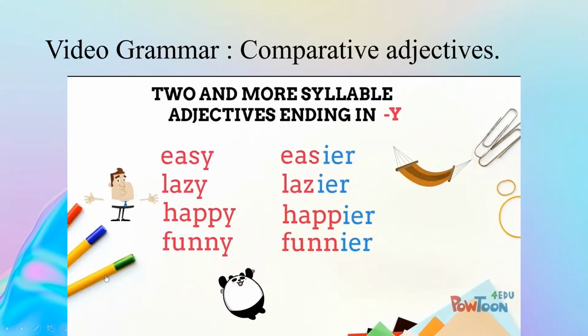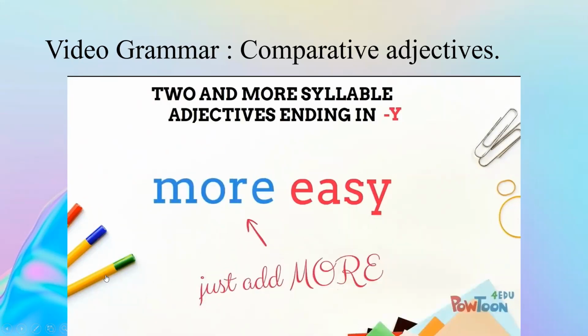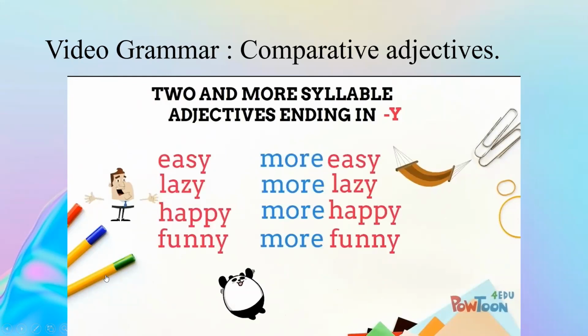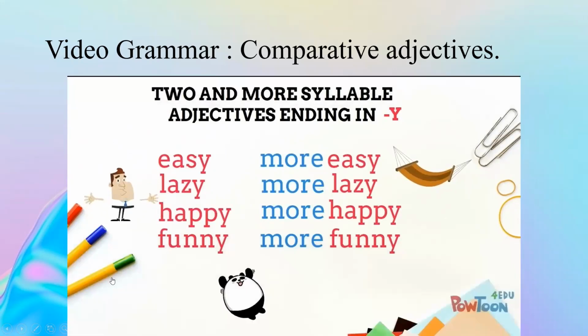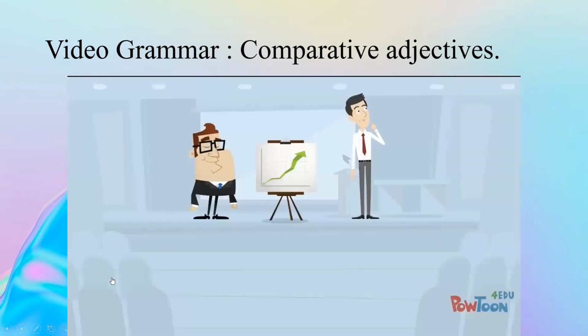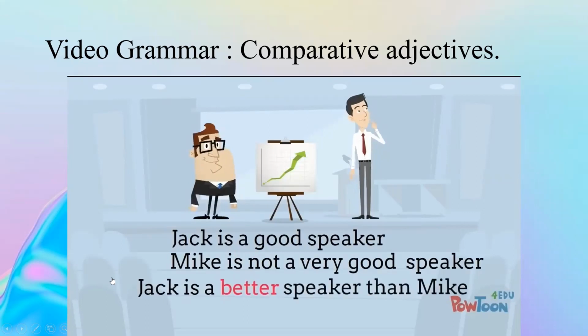Funny, funnier. But there is another way. You can also make the comparative form of adjectives ending in y with the help of more. More easy. So there are two ways. More easy, more lazy, more happy, more funny. Jack is a good speaker. Mike is not a very good speaker. Jack is a better speaker than Mike.